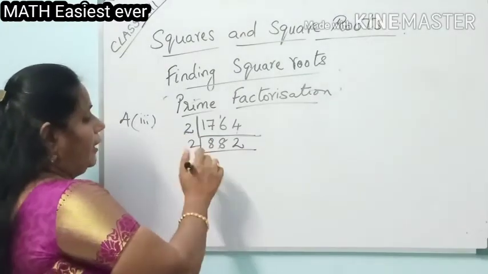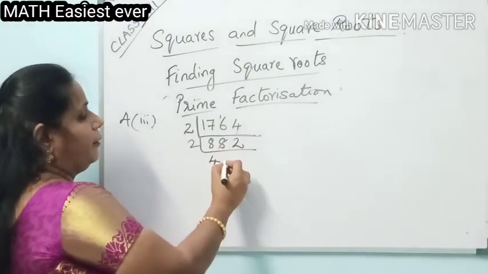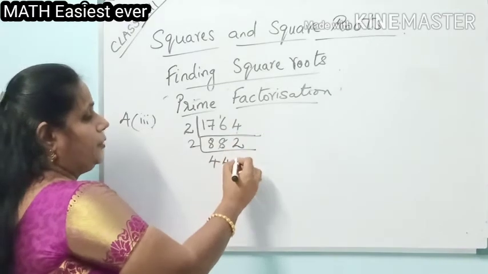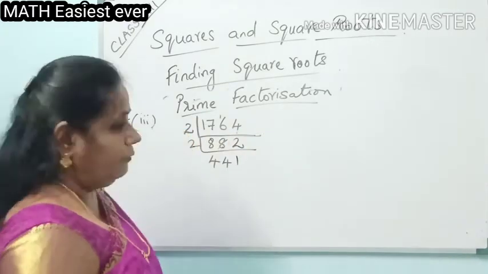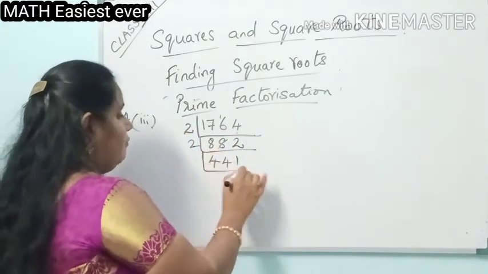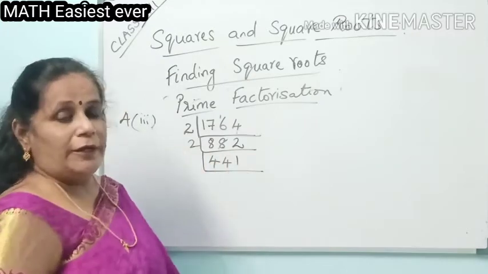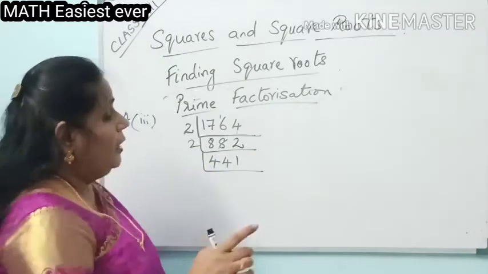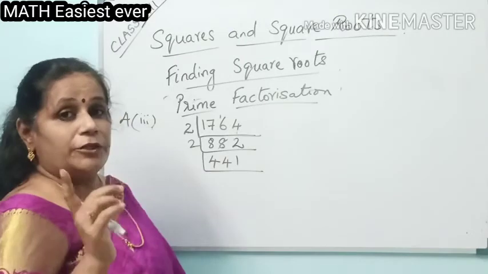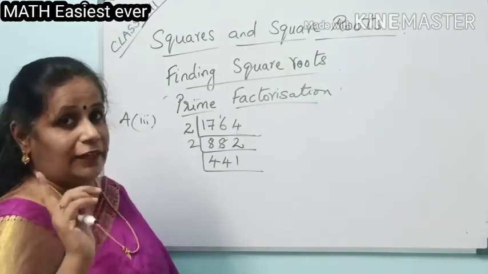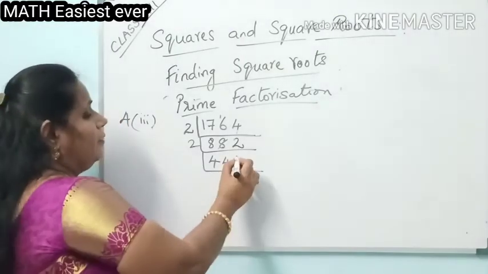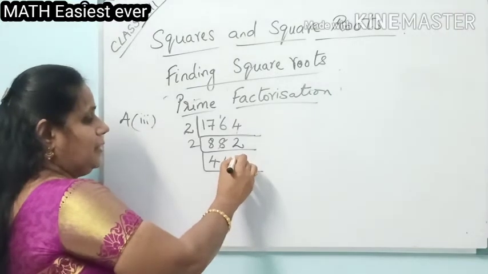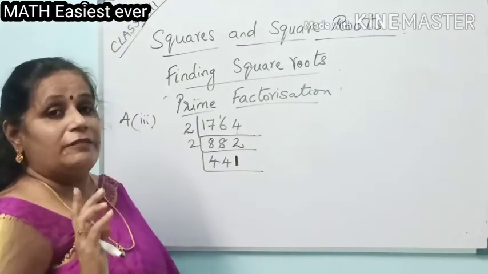Now 8 divided by 2 is 4. 2 divided by 2 is 1. 441. Now see whether this number is divisible by 2. In my divisibility rules, I told you that if a number is divisible by 2, the ones digit should be an even number or 0. Here, the unit's place is 1. So, it is not divisible by 2.